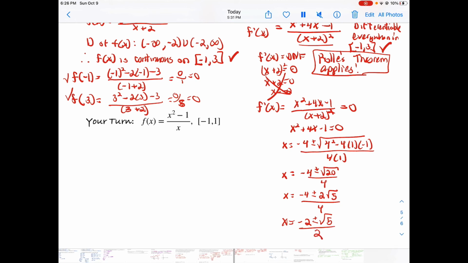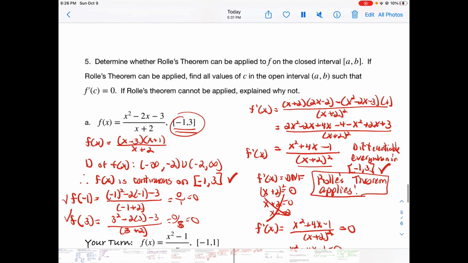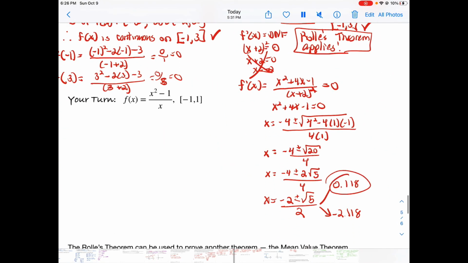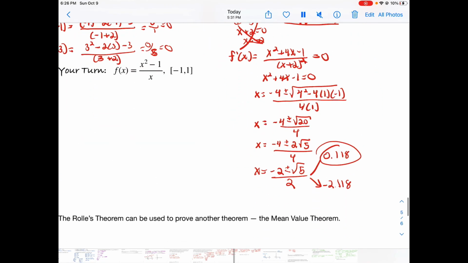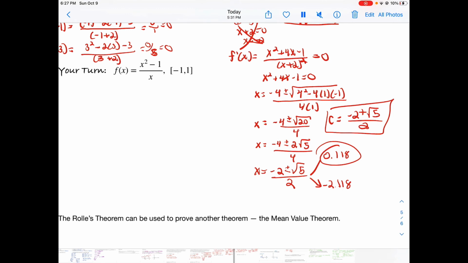And then punching this into my calculator, I'll figure out if it's in my interval or not. I'm going to take -2 plus the square root of 5 divided by 2, and I end up with 0.118. And then I'm going to take -2 minus the square root of 5 divided by 2, and I get -2.118. -2.118 is not in that interval, but 0.118 is. So my conclusion is the C value guaranteed by Rolle's theorem is -2 plus the square root of 5 divided by 2. Your turn to try this one.